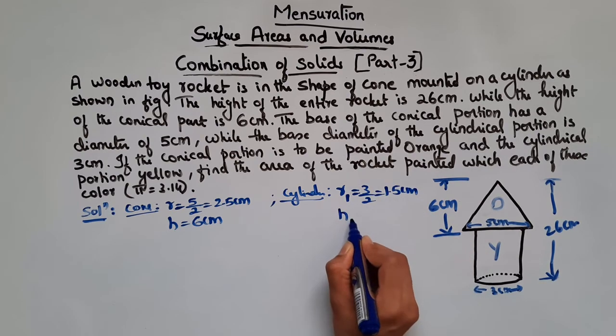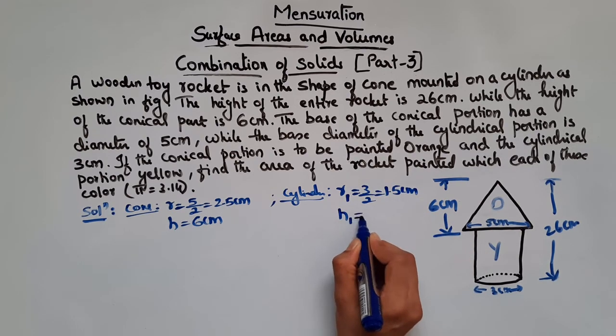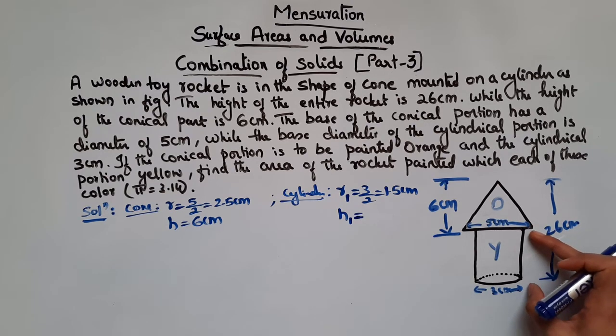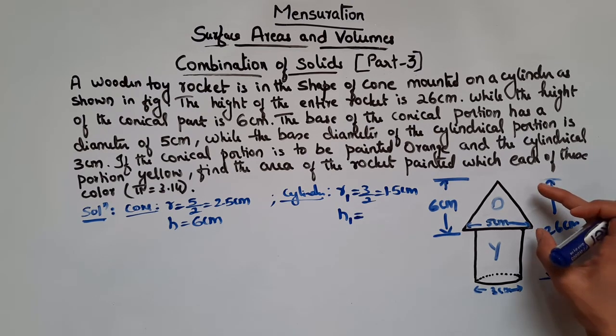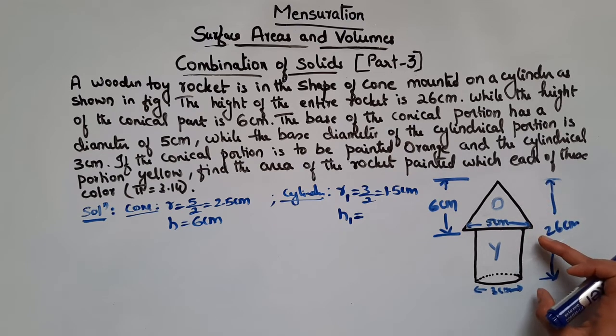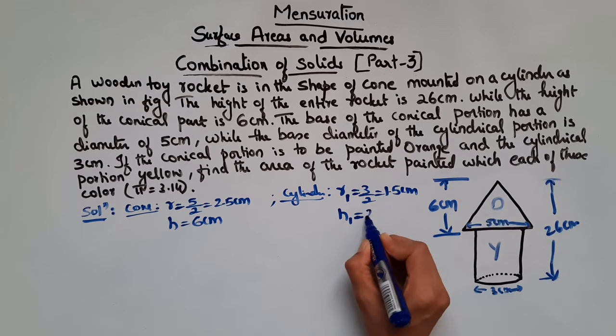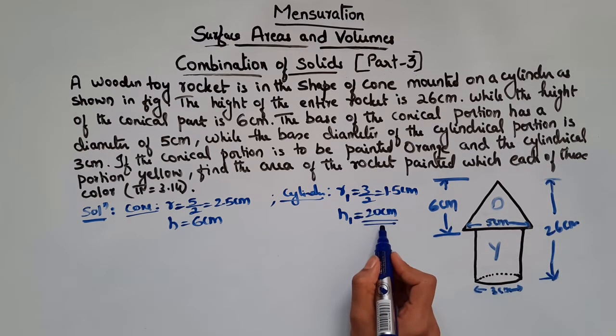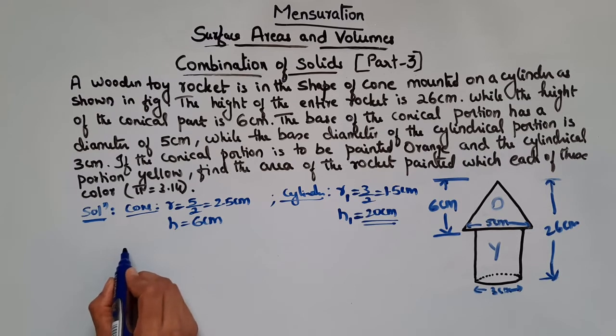And the height of this cylinder, let's take H1, which is equal to, total height is 26 centimeter. Now what is the height of this cylinder? If you subtract the height of this cone, that will give you this height of the cylinder, right? So 26 minus 6, that is 20 centimeters. So therefore the height of the cylinder is 20 centimeter. So first let's find area to be painted orange.